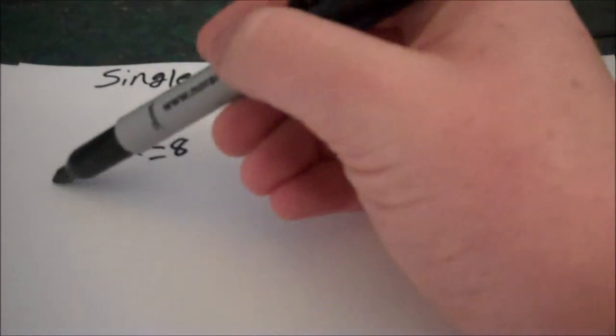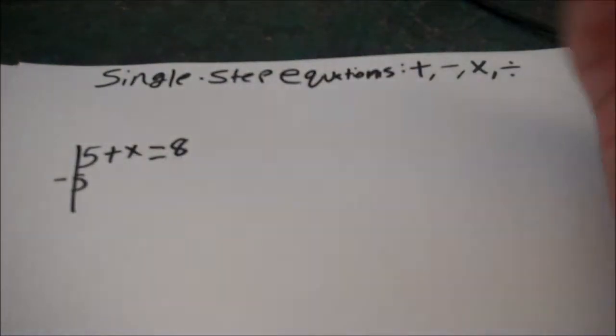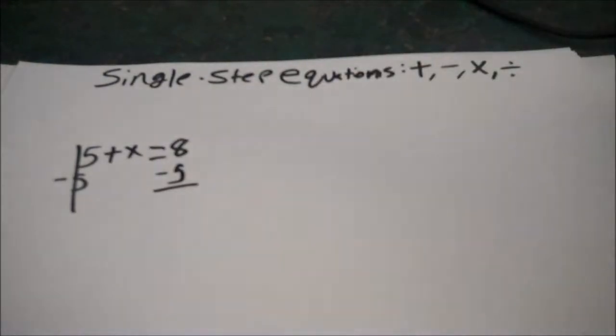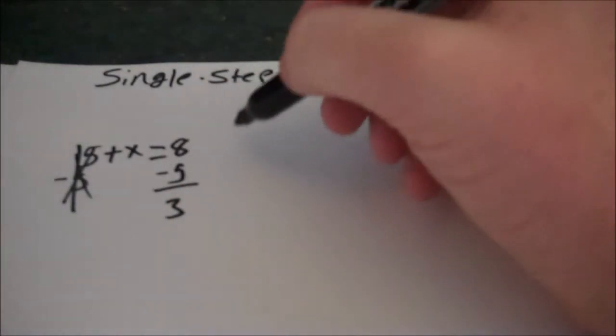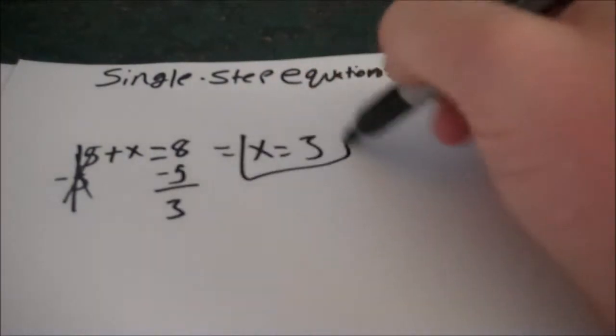You go 5 minus 5, and since those cancel out and equal 0, we're just going to cross those out. And then 8 minus 5 equals 3. What we have left in the equation, with the crossed out 5s, is the x and the 3, so we just get x equals 3. Therefore, x is equal to 3.